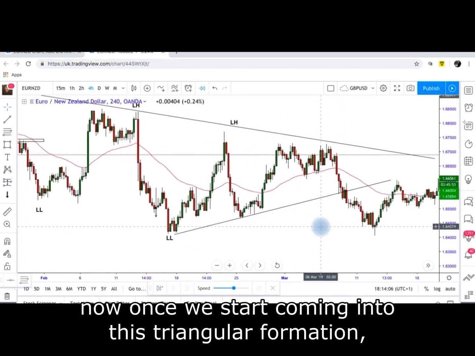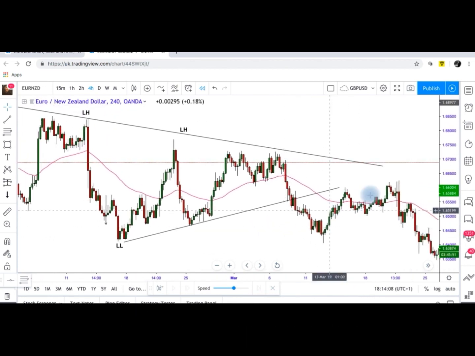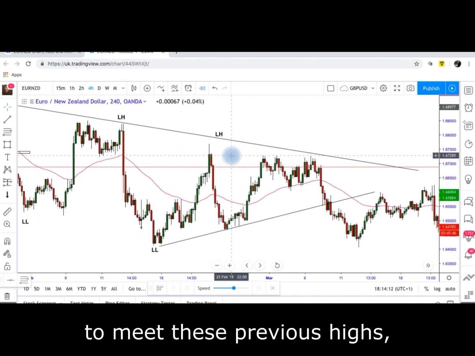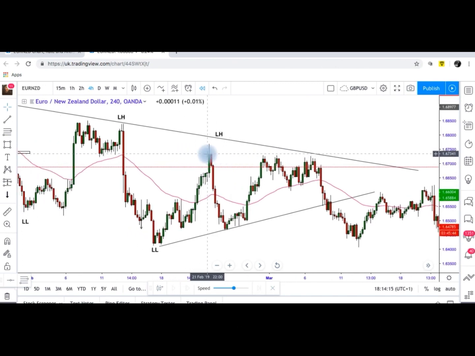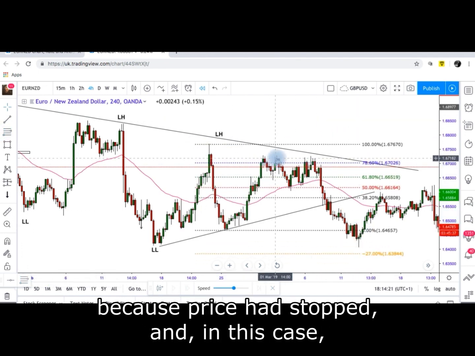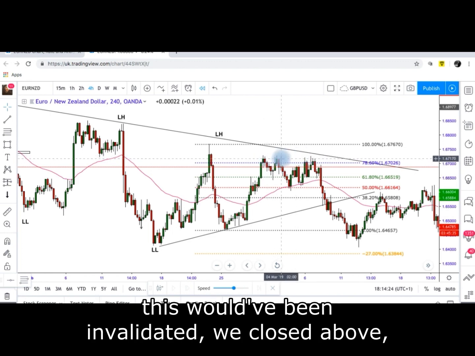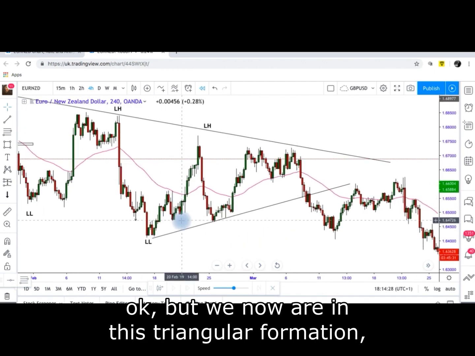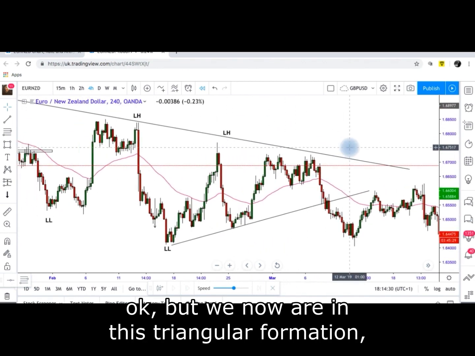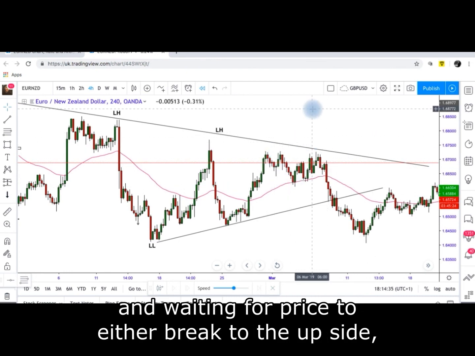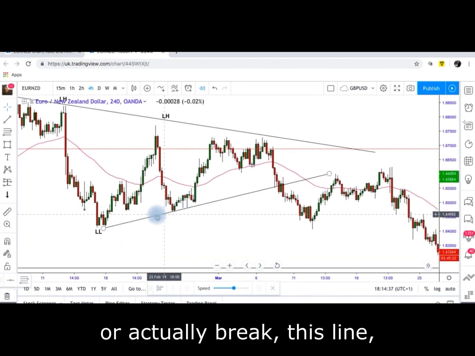Now, once we start coming into this triangular formation, like so, and we start coming up again to meet these previous highs, we could have still fibbed it from here to here because price had stopped. And in this case, this would have been invalidated. We closed above. So therefore, we wouldn't have actually placed a trade on this. Okay, but we now are in this triangular formation where we are pretty much sitting on our hands and waiting for price to either break to the upside or actually break this line.